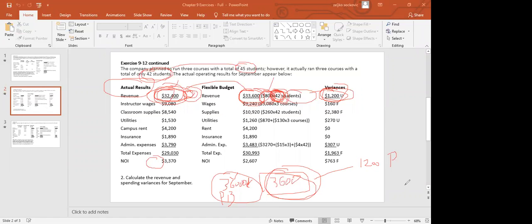Price. We did not charge $800 per student. Or again, maybe we gave some discount, or maybe one student was free, but basically we did not get an average of $800 per student. And then the difference here of $2,400 is coming from where?